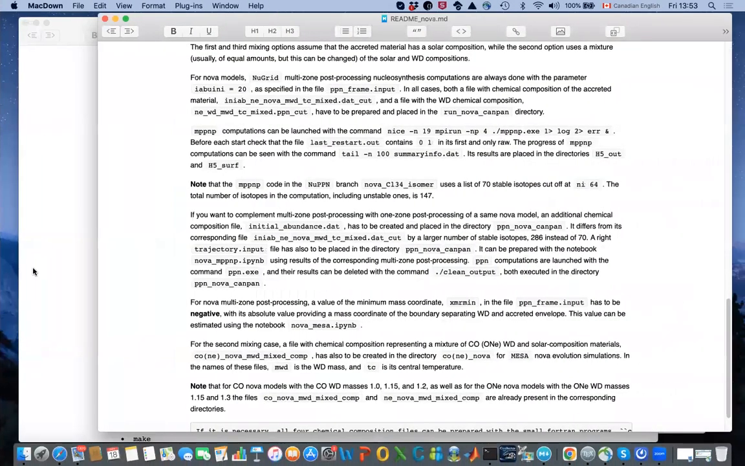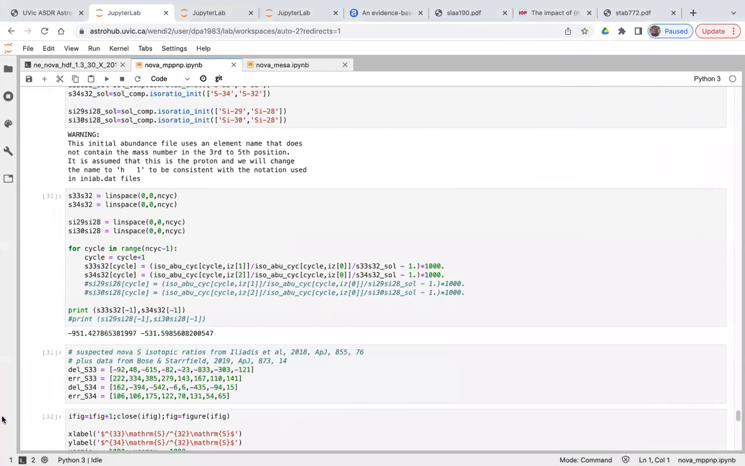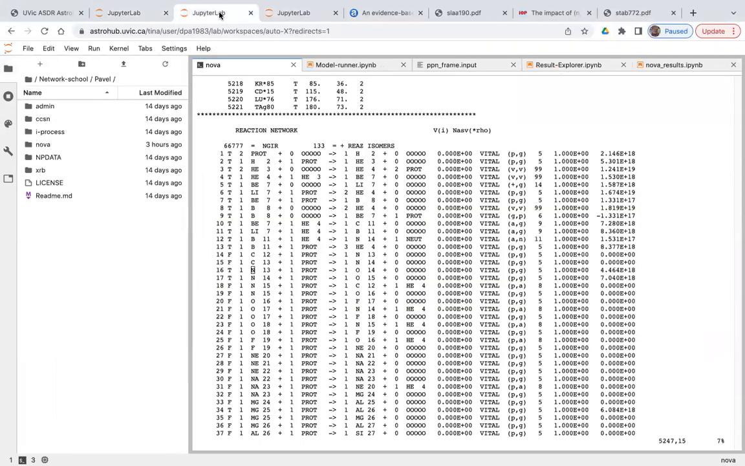Again, if you're interested, read the details in the README files. And now there are almost 10 minutes left. Let me also show you how you can run one-zone NOVA simulations in TINA. So for this, I go to TINA here, okay? And this is your TINA network school directory. This is mine, Pavel. Network school, Pavel. You should have a similar one.